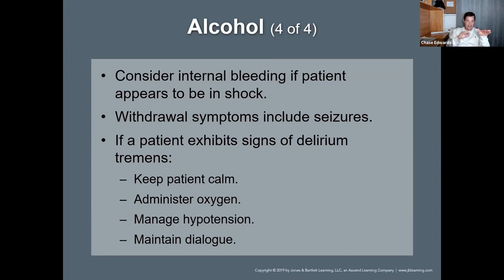Use the same plan described for alcohol intoxication. Call for paramedic backup to give benzodiazepines for seizure control. Treatment for patients in DTs is aimed at protecting the patient from injury and supporting the cardiovascular system.